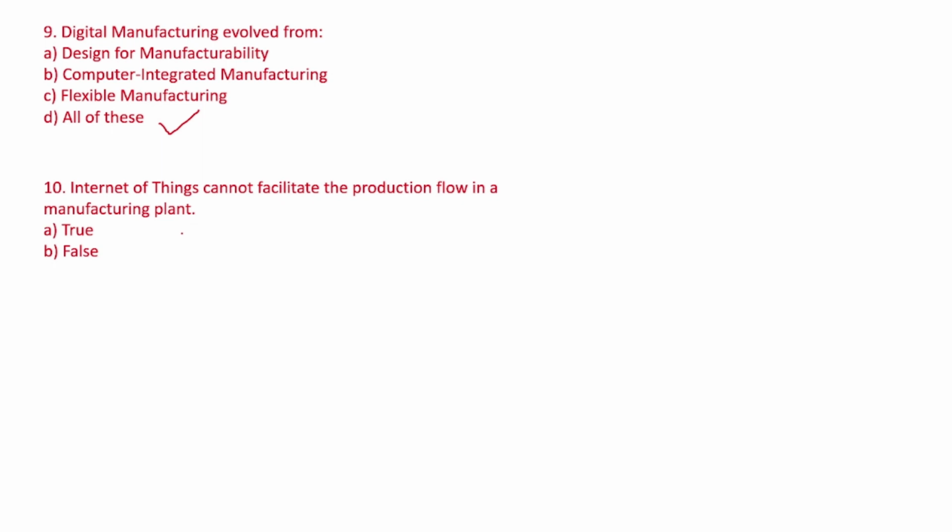And then the last question is: Internet of Things cannot facilitate the production flow in a manufacturing plant. Is it the correct statement? False. Yeah. Obviously, Internet of Things can facilitate the production flow in a manufacturing plant, right? So we have already discussed the IoT. So the correct answer is false.